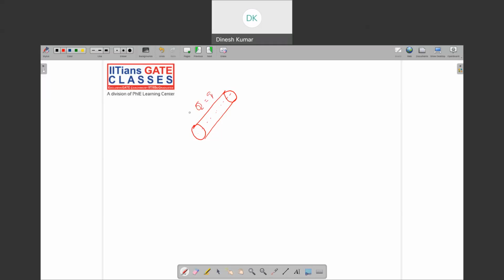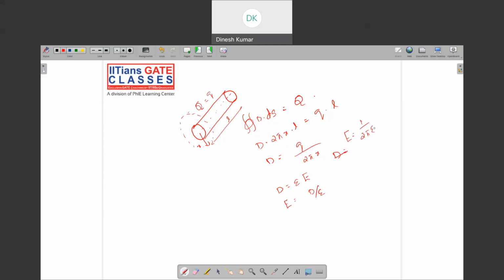So we can take a Gaussian surface like this. Then we can find the surface integral D dot dS equal to Q enclosed, right? So assume that this distance is x and this length is l. That means D into S is basically D into 2 pi x into l. Charge enclosed is basically q into l. So D equal to q by 2 pi x, right? Now we know D equal to epsilon 0 E. That means E equal to D by epsilon 0, right? So E equal to 1 by 2 pi epsilon 0 times q by x, right?